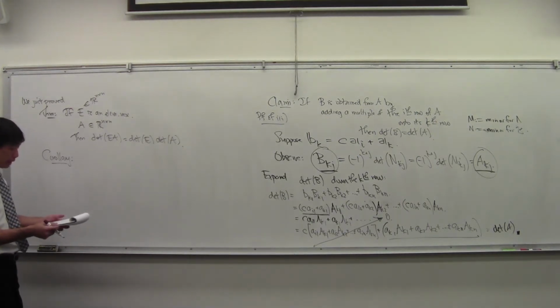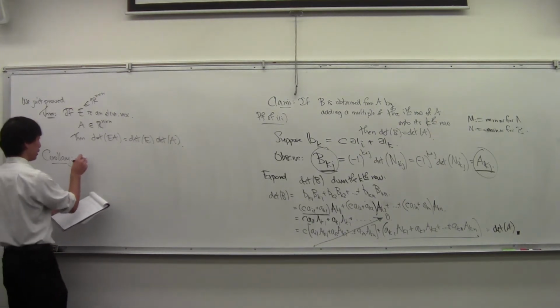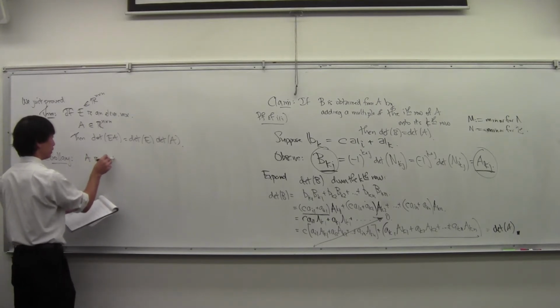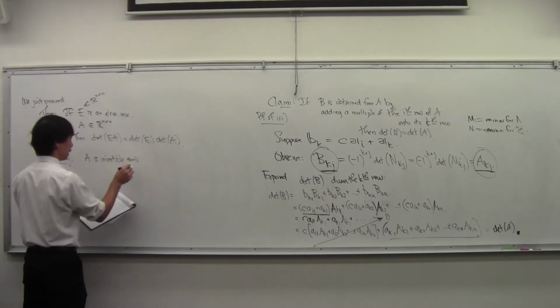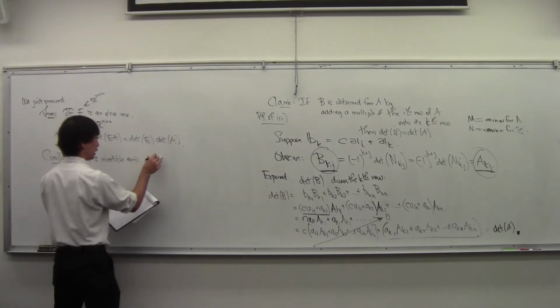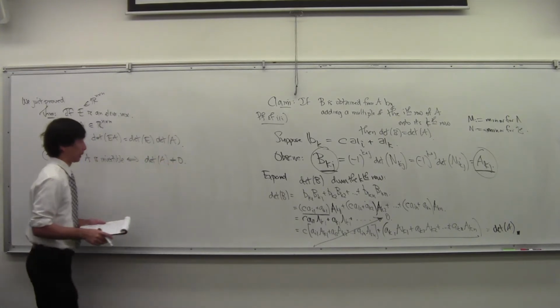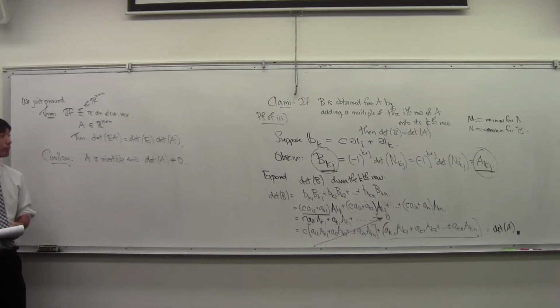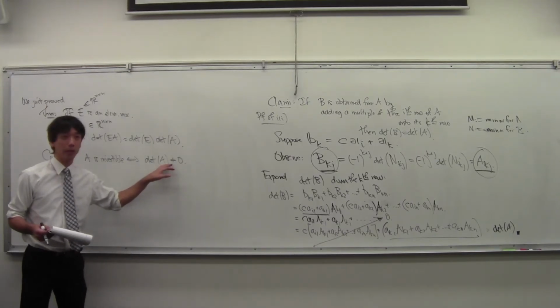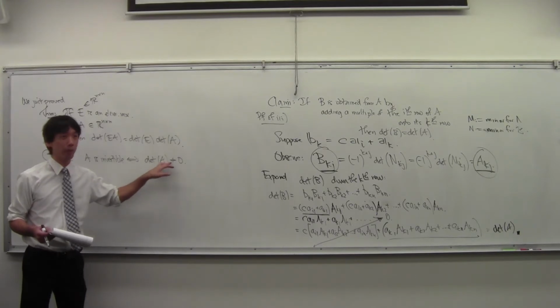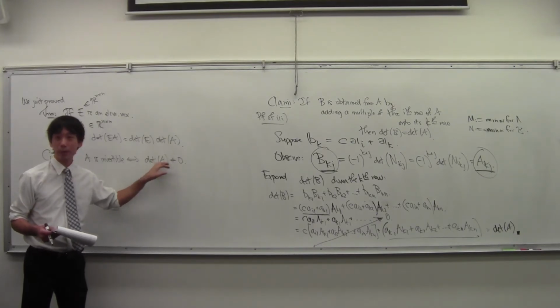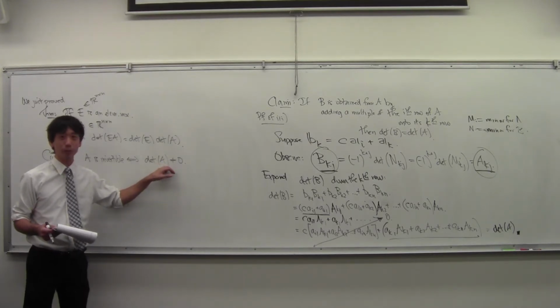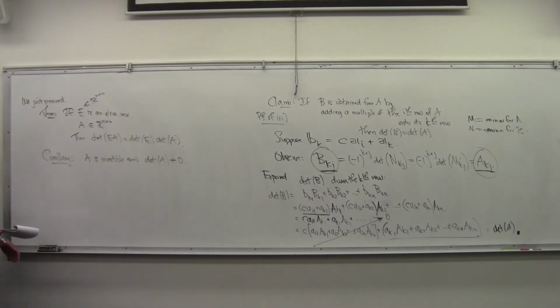Okay. So there's a corollary. It says the following, that A is invertible if and only if the determinant of A is non-zero. Okay, so this is another way of characterizing invertibility, right? We had multiple ways before, now we're adding one more. A matrix is invertible if and only if its determinant is non-zero.